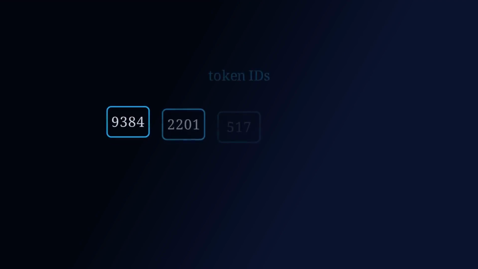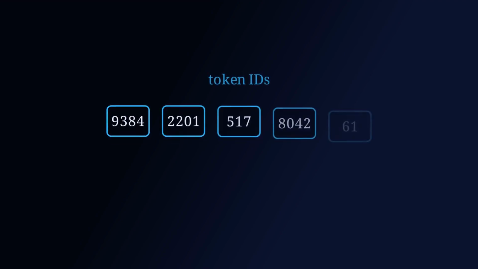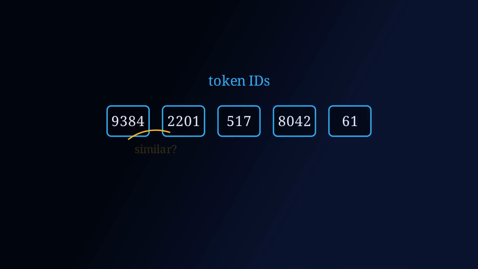Now the sentence is a row of ID numbers, but an ID like token number 93084 carries no meaning on its own. It is just an address. The number for cat is no closer to dog than to refrigerator. We need something richer.